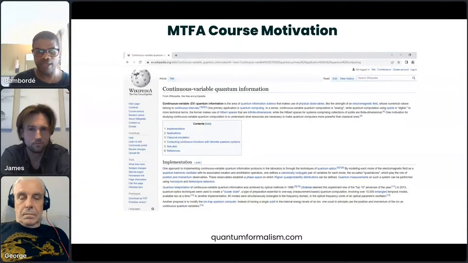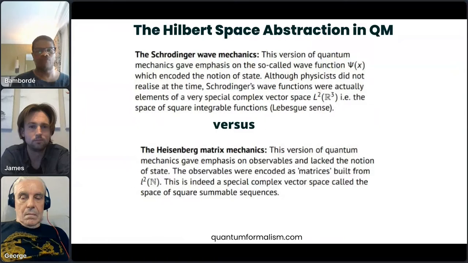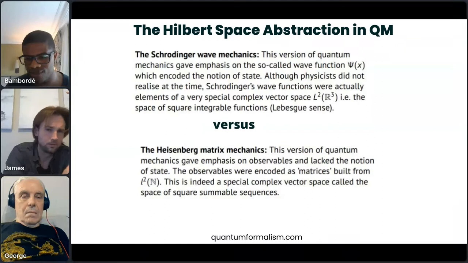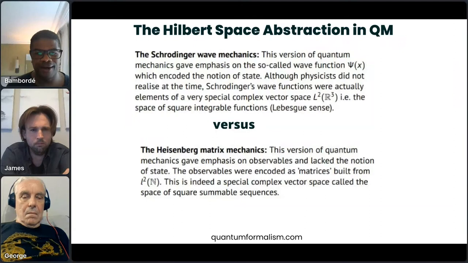And another thing, I will just add this before I hand over to James. In general, the Hilbert space formalism of quantum mechanics actually started with the infinite dimensional Hilbert spaces. For those of you who remember the history, I hope physicists will correct me, but I'm pretty sure I got this right from the historical point of view. There were two versions of quantum mechanics.